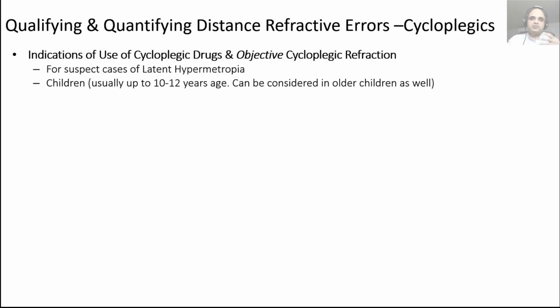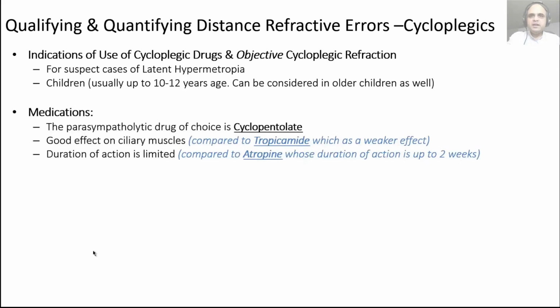So that is why in children between 10 to 12 years of age, and maybe sometimes older, a cycloplegic refraction or cycloplegic objective refraction is always indicated. The medication that is used is cyclopentolate, and it has advantages over other medication. The other medication are tropicamide and atropine. Over tropicamide, it has the added advantage that it works really well on ciliary muscle as compared to tropicamide, which has a weaker action.